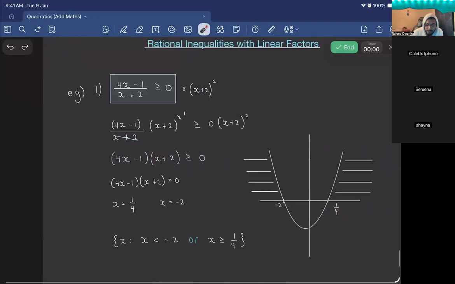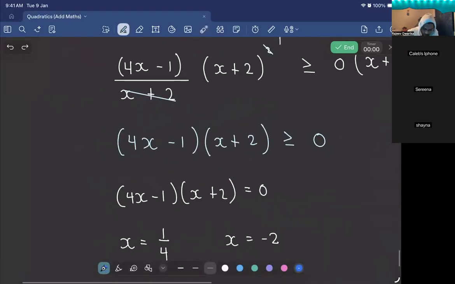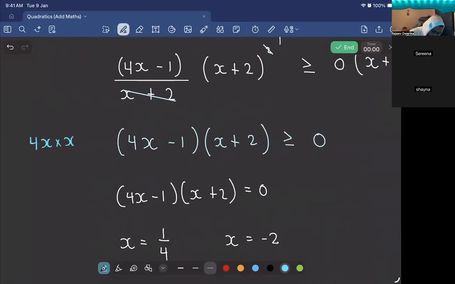Yes, sir. If you have a positive number for the coefficient of x squared, would it be a maximum or minimum? If A is positive, maximum or minimum? I'll make a note about that over here. It would be minimum. 4x by x. So A is equal to 4. Therefore, good job, Caleb. It's a minimum.